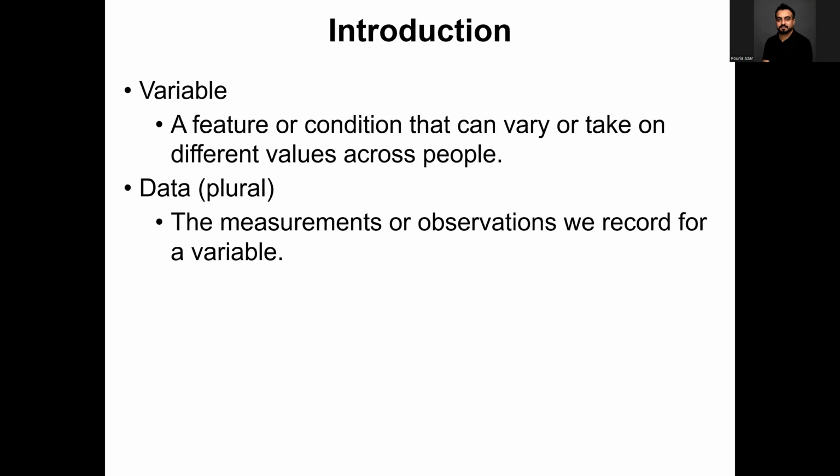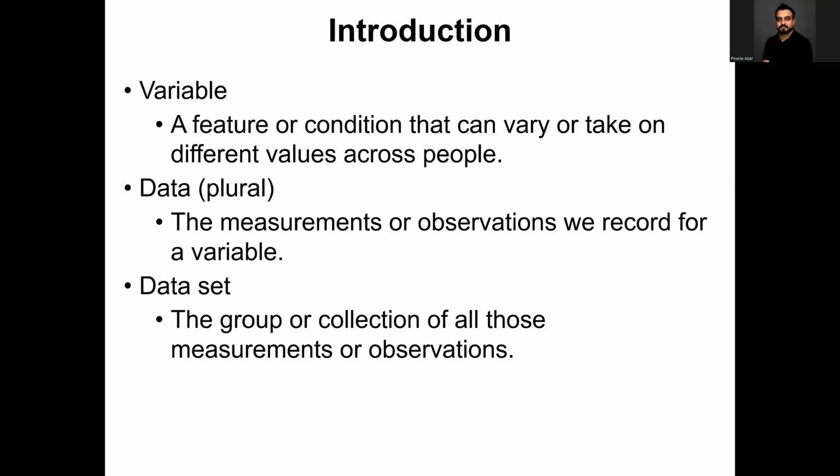So data is another term. It's very important. Some people call it data or data. Data is plural, and the singular form of data is datum. Data is the measurements, observations we record for a variable. We call that data. A data set is a group or collection of all those measurements or observations.